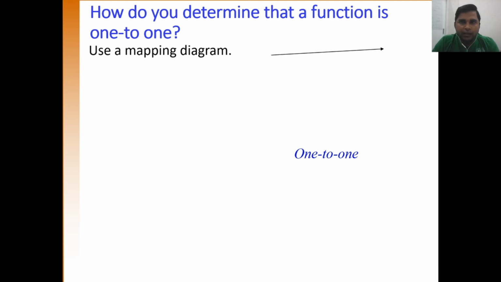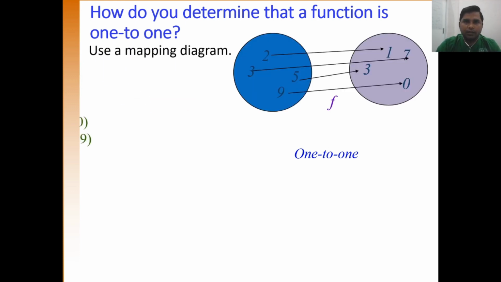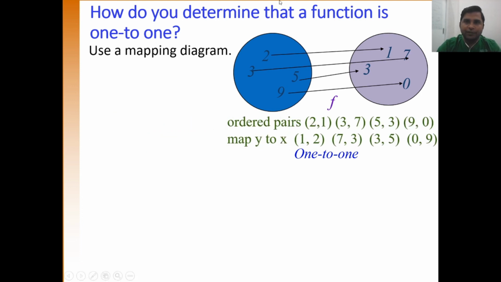How do we determine that a function is one-to-one? We will try to understand using the mapping diagram whether the function is one-to-one or many-to-one. So this is a function f. 2 is mapped with 1, 3 is mapped with 7, 5 is mapped with 3, 9 is mapped with 0. These are the ordered pairs (2, 1), (3, 7), (5, 3), (9, 0). If we map y back to x, you'll get (1, 2), (7, 3), (3, 5), (0, 9). So here, as you can see, unique values of y are giving you unique values of x, right, if you are mapping back y to x. So this means it is a one-to-one function.